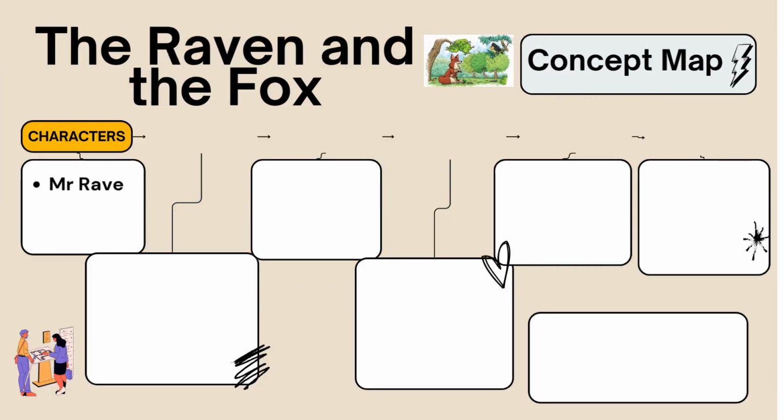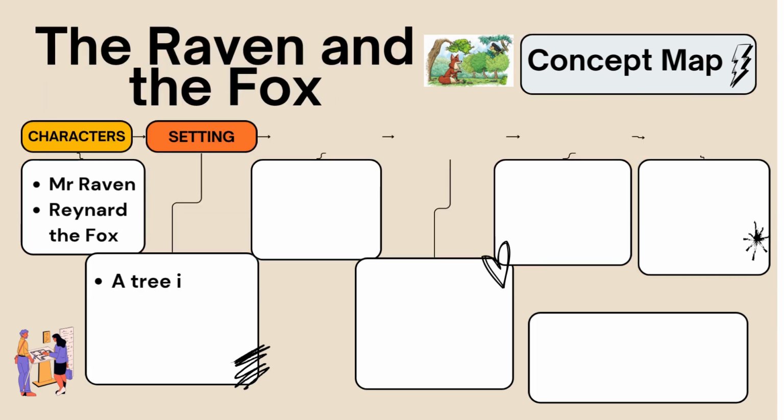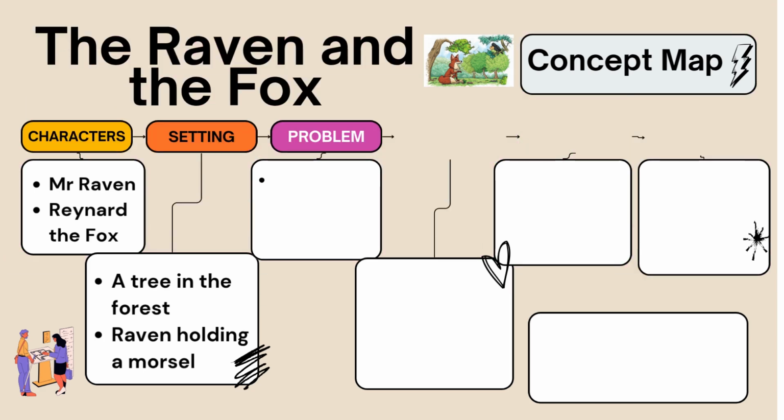Concept map. Characters: Mr. Raven, Reynard the Fox. Setting: a tree in the forest. Raven holding a morsel. Problem: Fox wants the food.